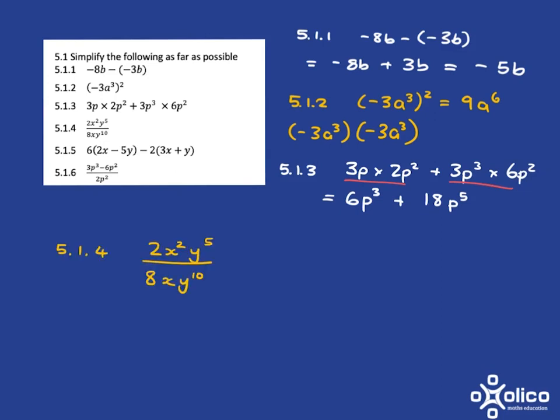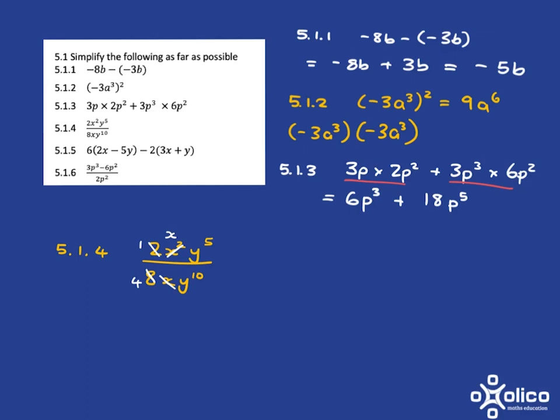Okay, the next one, we're doing a division. So let's go through it step by step. Firstly, we'll do the numbers. So 2 divides into 8 4 times. Then the x's, we've got an x squared over an x. So we've got an x times x over an x. So this x will take care of one of the x's up here, leaving you with just an x.